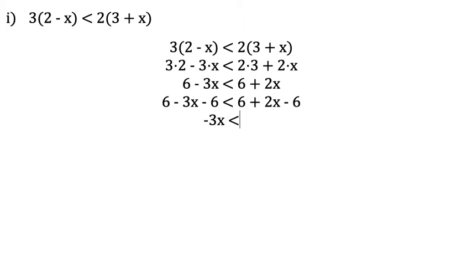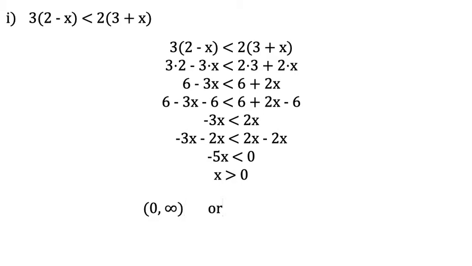This would give us minus 3x is less than 2x. We can move the 2x to the other side by subtracting 2x from both sides. We would get minus 5x is less than 0. If we divide both sides by negative 5, we'd find that x is greater than 0. This would mean that x could be any real number from 0, not including 0, all the way to infinity.